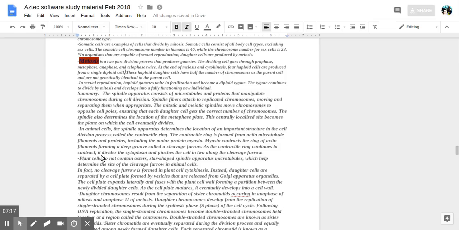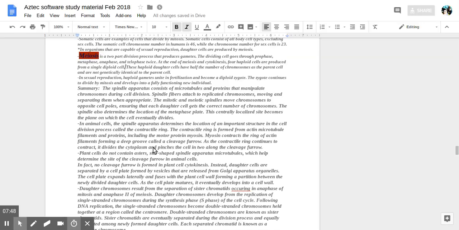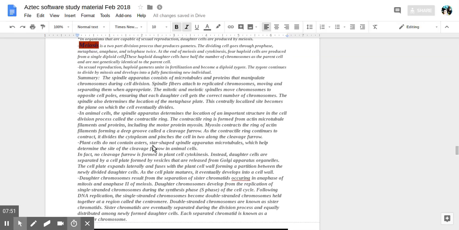Plant cells do not contain asters, the star-shaped spindle apparatus microtubules, which help determine the cleavage furrow that animal cells have. No cleavage furrow is formed in plant cytokinesis. Instead, daughter cells are separated by a cell plate formed by vesicles that are released from Golgi apparatus organelles. The cell plate expands laterally, fuses with the plant cell wall, forming a partition between the two newly divided daughter cells. As the cell plate matures, it eventually develops into a cell wall.